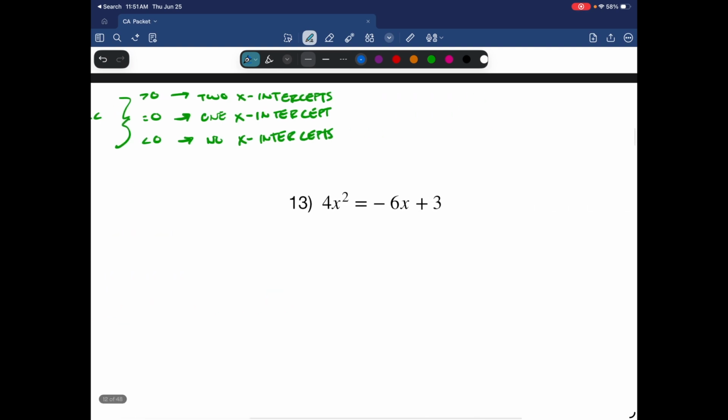On 13, I need to get everything to the same side. 4x squared plus 6x minus 3 equals 0. All right, b squared, that's going to be 36 minus 4 times 4 times -3. 4 times 4 is 16 times 3 is 48. Since the 3 is negative, it's going to be plus 48. So it's going to be 84. And since it's greater than 0, I'm going to have 2 x-intercepts.